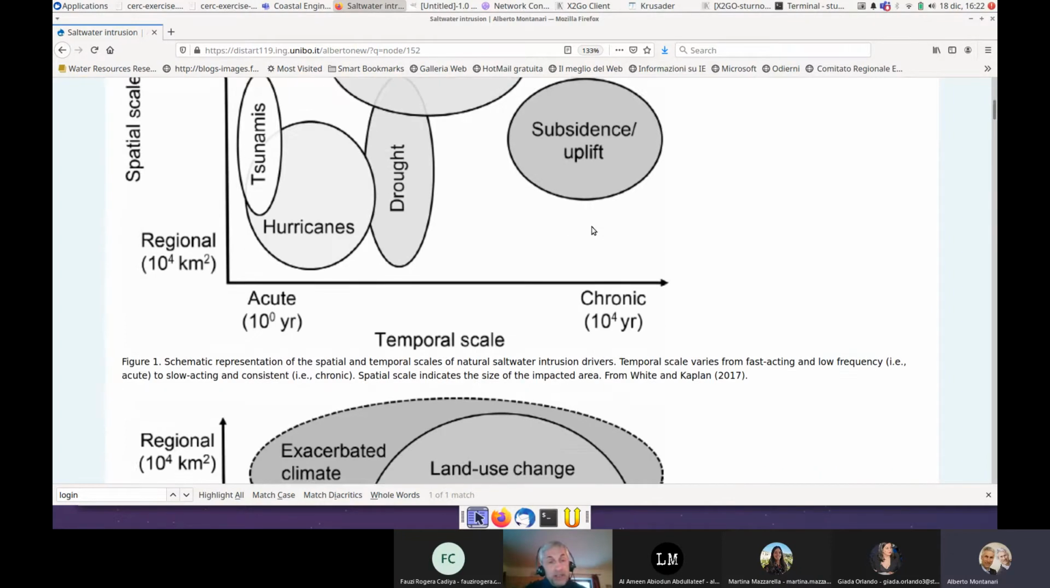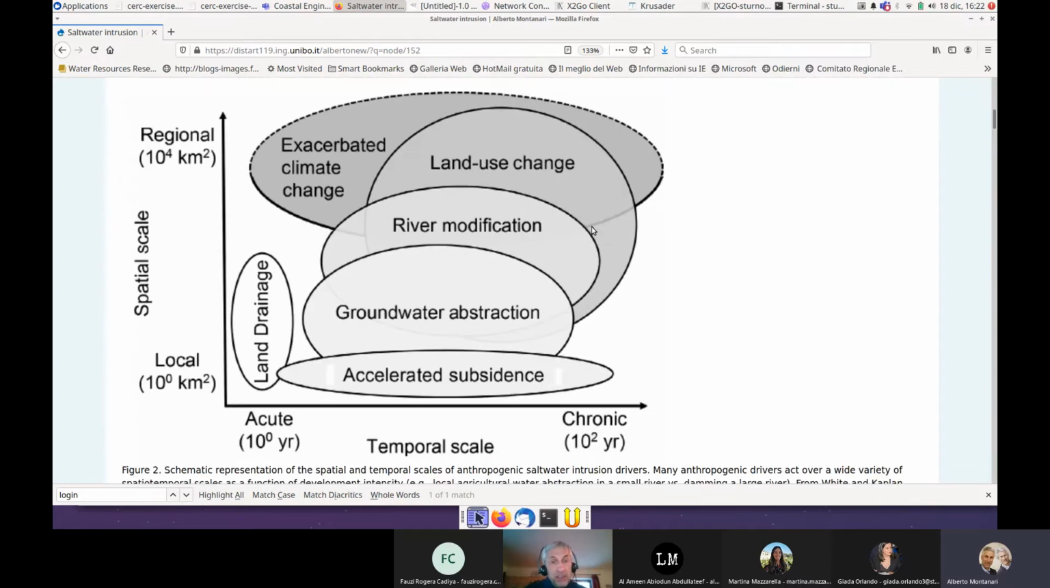Now, let's have a look at the human-induced drivers. Again, same temporal scale and spatial scale. The spatial scale here is more extended, so the vertical axis is a bit compressed. So there is accelerated subsidence, because humans may accelerate subsidence through soil compaction, through gas extraction, through water abstraction. Actually, groundwater abstraction is another driver, which is effective because it's lowering the pressure of fresh water in the underground.